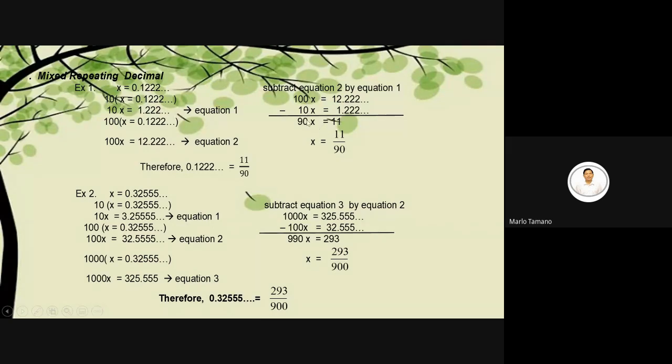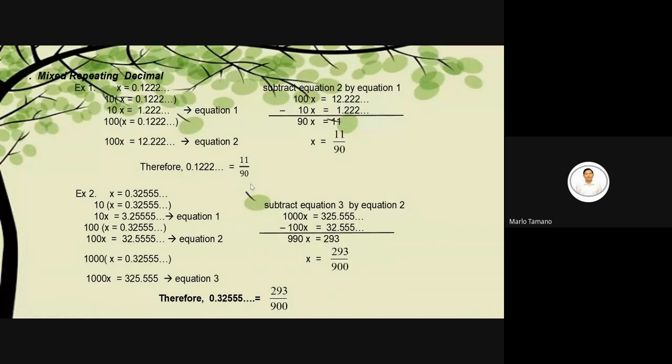Okay? So instead of using n, x naman po ang ginamit dyan. So any letter will do. Then, divide both sides by 90 para matanggal po yung 90 dito sa left side of the equation. So 90 divided by 90 is 1. So 1x na lang po is equal to 11 divided by 90. Ito na po yung 11 over 90. Samakatuwid, ang 0.1222 ay kapareho ng 11 over 90.